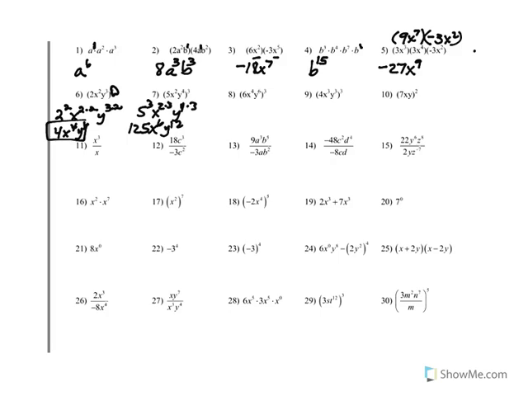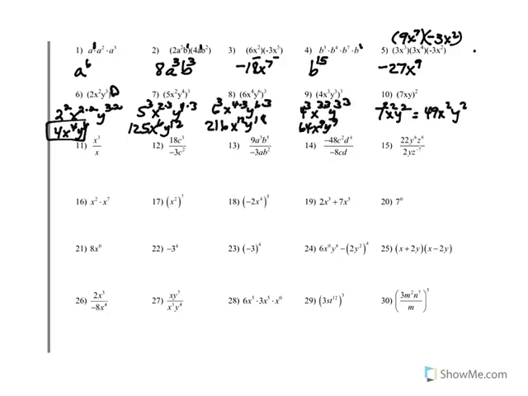So let's pause and let's do 8 through 10. Okay, so on 8 we should have gotten 216, x to the 12, y to the 18th. On 9 we should have gotten 64, x to the ninth, y to the ninth, because it's 3 times 3, remember we're multiplying. And then 49, x squared, y squared.